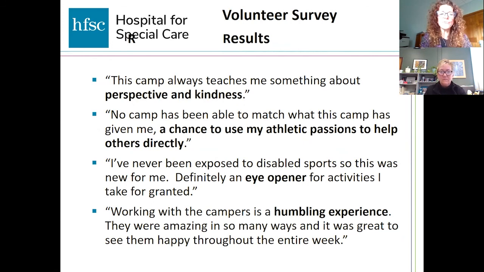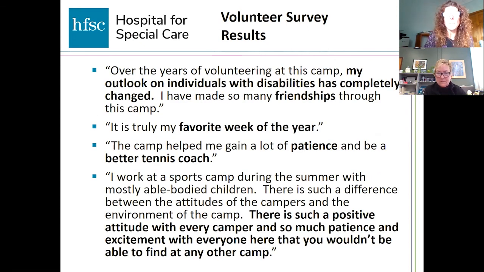But if you draw your attention to the bolded words, what did the volunteers get out of this? It taught me something about perspective and kindness, a chance to use my athletic passions to help others directly. This camp was an eye-opener. It was a humbling experience. My outlook on individuals with disabilities has completely changed. Friendships, favorite week of the year. I've learned patience. It helps me be a better coach.